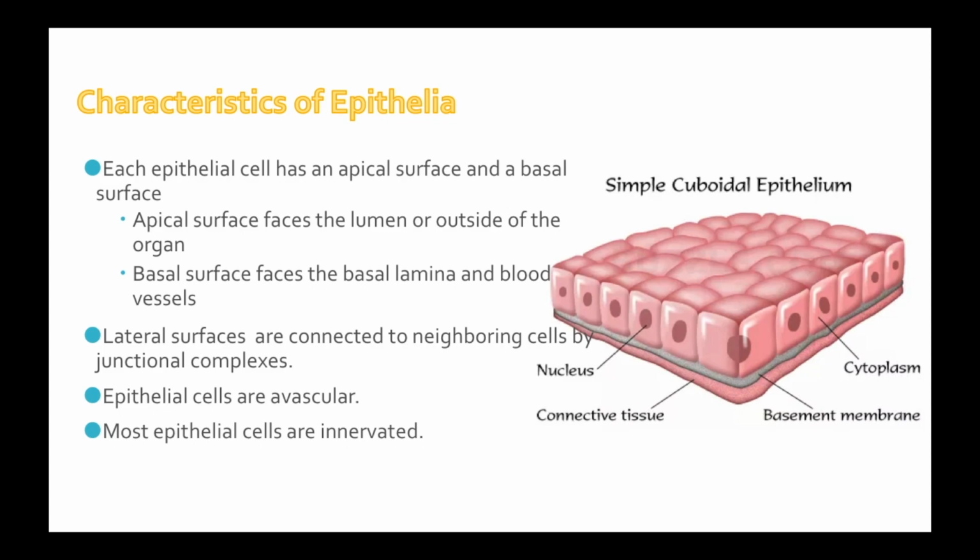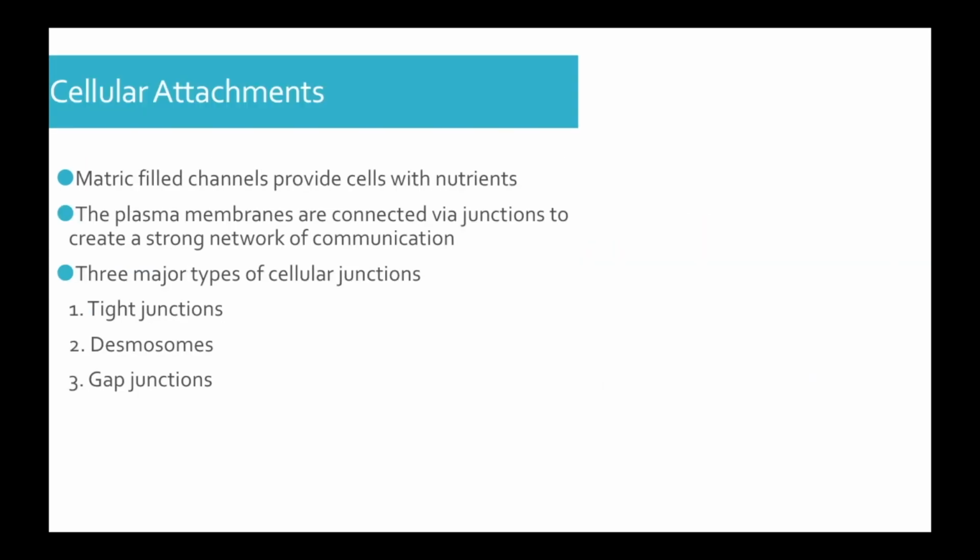And epithelial cells are avascular. They rely on other aspects of the body, nutrient channels and matrices, to bring them nutrients. Most epithelial cells are innervated, meaning that they have nerve reception, so they're able to interact with a nerve to receive impulses. That should say matrix, sorry. Matrix-filled channels provide the cells with the nutrients that they need.